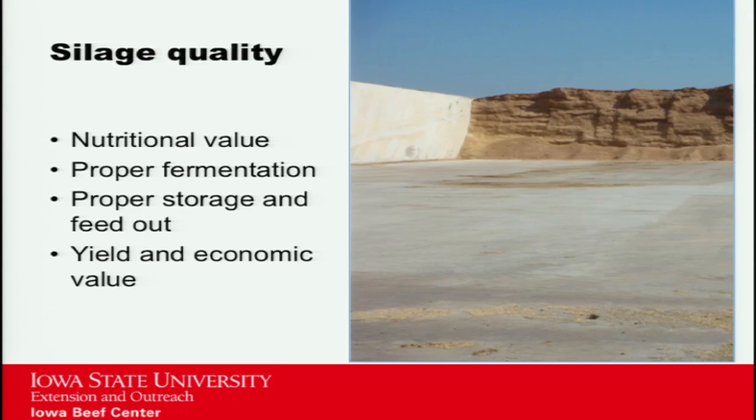That is the nutritional value of the silages and how they can be used from that standpoint to balance the feedstuffs with silages with other feedstuffs. Proper fermentation: what was the quality of that fermentation, or the lack of quality, and how that might be compensated for. Along with that, the effectiveness of proper storage and feed out. And then finally, nutritional value can be put together with yield data to evaluate the economic value of different silages.